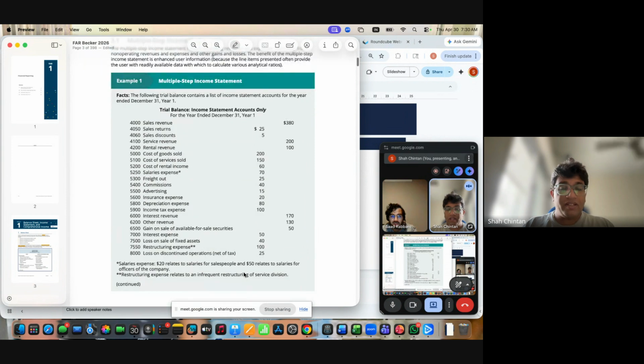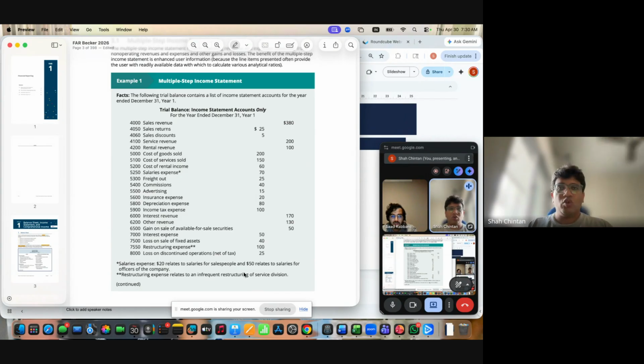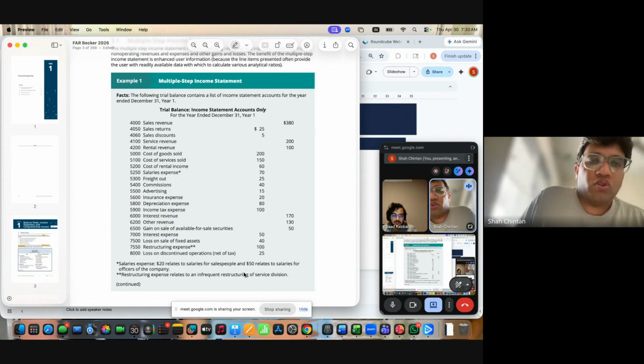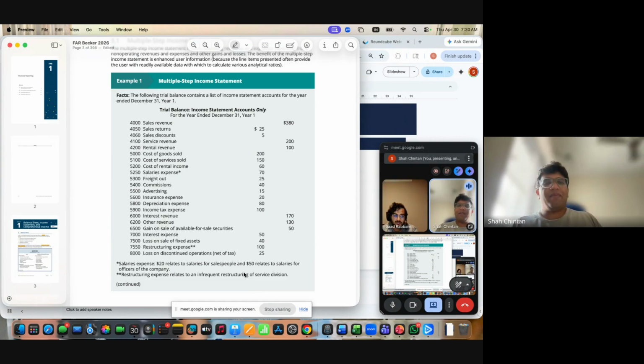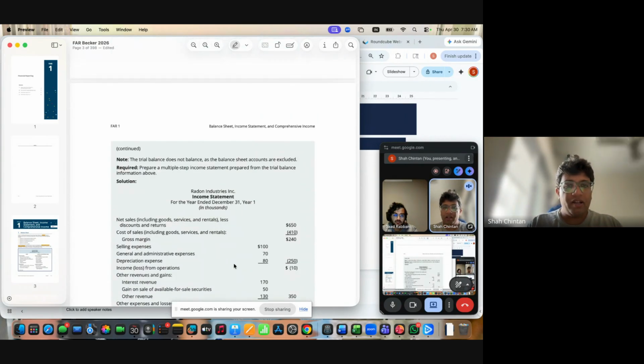So let's quickly see the format. We have an example here. Let's quickly go through it. A company has given you a trial balance which has a lot of items, and you are supposed to prepare a multi-step income statement from the given trial balance.